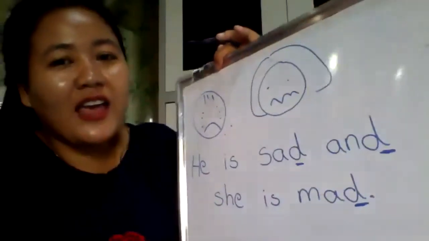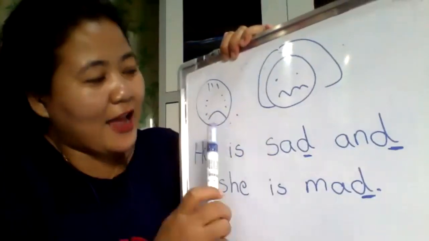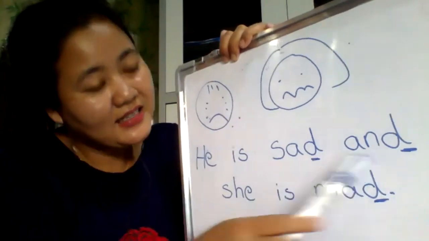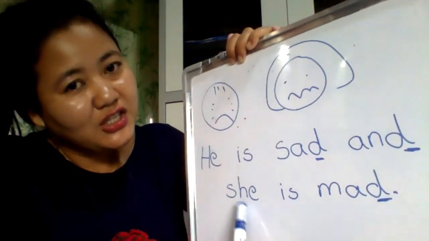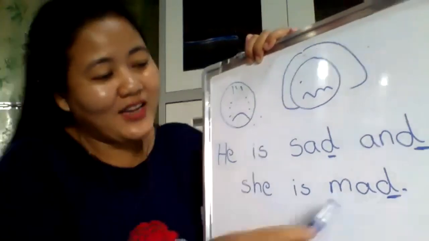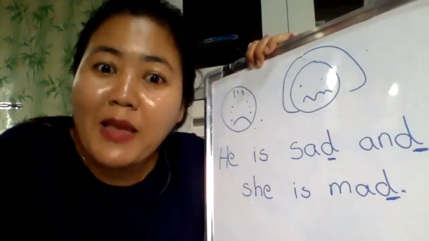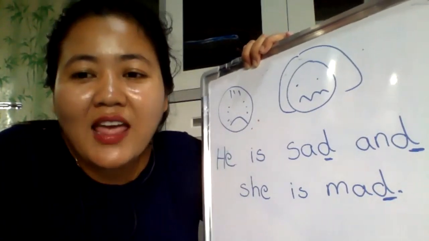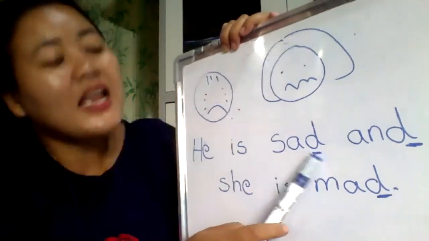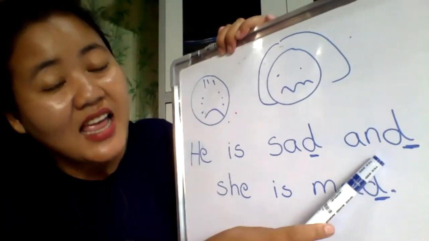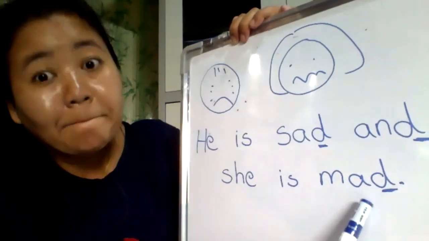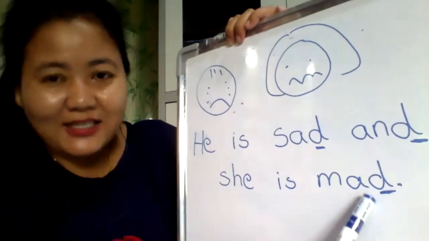Mad. Very good. Okay, this is the time for Hoinu. Hoinu, your time. He is sad and he is mad. Very good. You must make the ending sound of the word clear. Very good. Don't forget. Okay. Now, Xianlun and Sanu, your time. He is sad. He is mad. Very good.